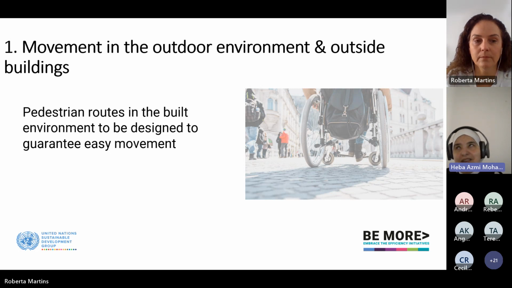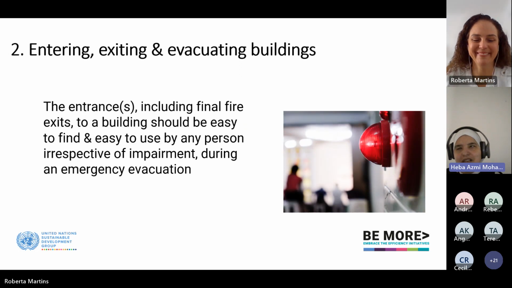Next slide, please. Roberta, just to make sure, the next slide is on entering? Entering, yes, I'm following your speech, no worries. Okay, because I'm using a Braille device to read. I'm not using my computer because unfortunately the screen reader is not working as efficiently as it should, so I'm using another device.